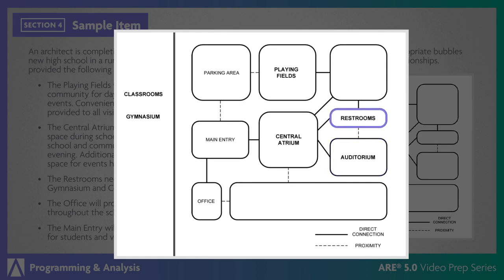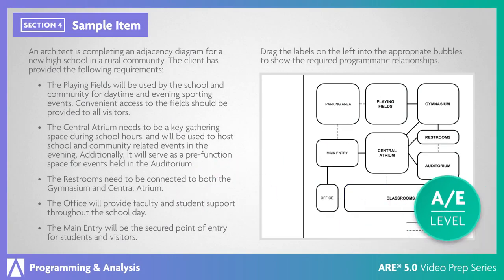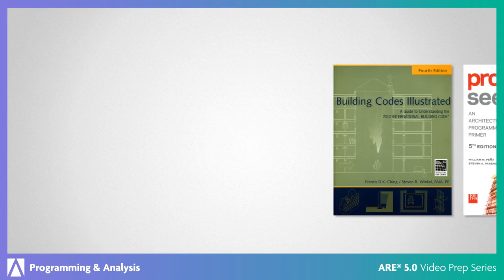The restrooms have a direct connection between the gymnasium and central atrium, while also being in close proximity to the auditorium for use during performances and events. The classroom's proximity to the office provides convenient access for faculty and student support throughout the school day. This is an AE level item requiring the analysis of horizontal functional relationships as they relate to the building program and client requirements. Ready to get started?